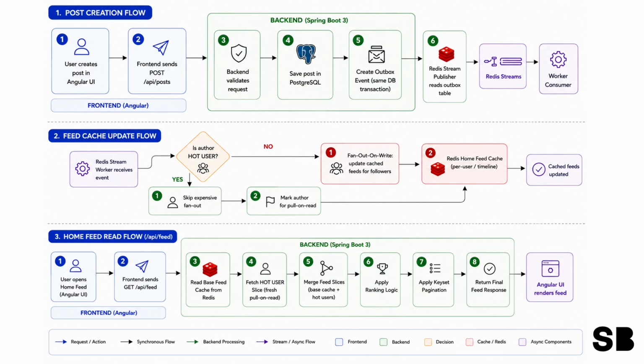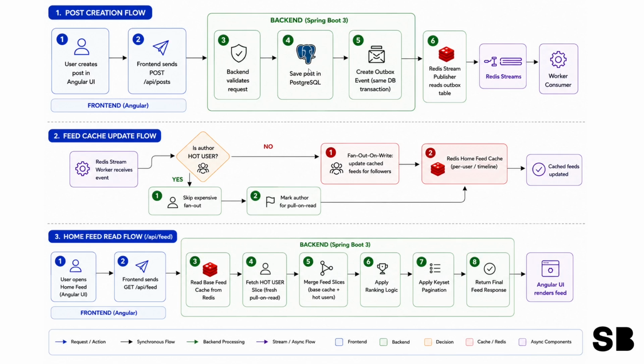Let's understand the full flow step by step. First, we start with the post creation flow. The user creates a post from the front end. The front end sends a POST API request to the backend. The backend first validates the request. It checks whether the post content is valid, whether the user is allowed to create the post, and whether all required fields are present. And after validation, the backend saves the post in the main database.